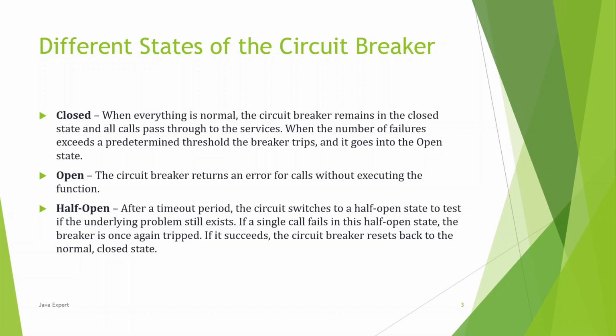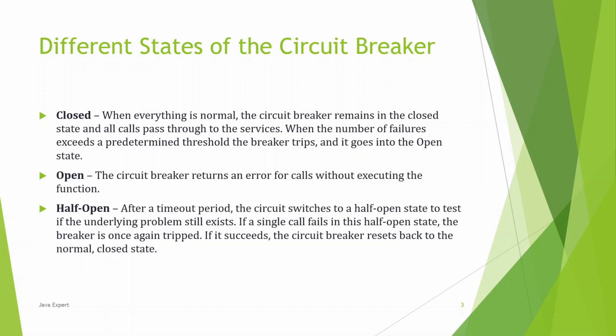And one more is half open, right? Basically, when the circuit is open, there is a time we set in the parameters for how long it should wait in the open state, and after that it will go to half open. It means the particular service was not responding, so we opened the circuit, but we can't keep it open for a long time, right? The half open state is a state where we check whether the particular service is responding or not after some time. After some period of time, the circuit switches to the half open state to test if the underlying problem still exists, basically whether the particular service is still not responding.